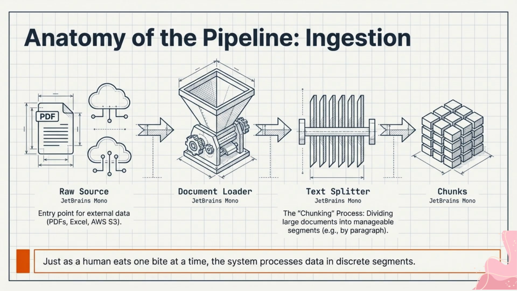The chunking strategy matters because this determines what gets retrieved later. Good chunking means precise retrieval. Bad chunking means you get irrelevant results. Bottom line, just like you eat one bite at a time, the system processes data in segments.